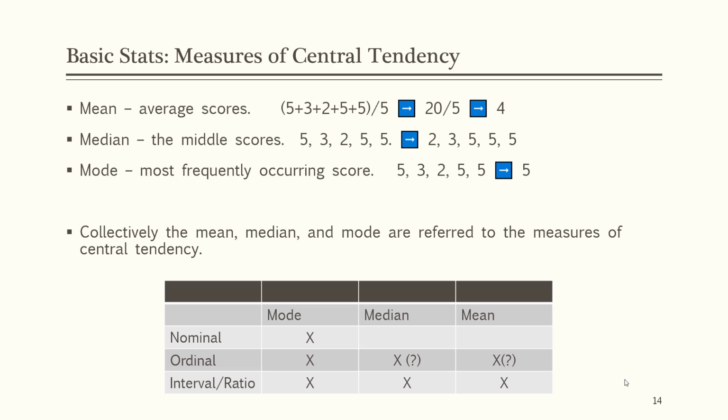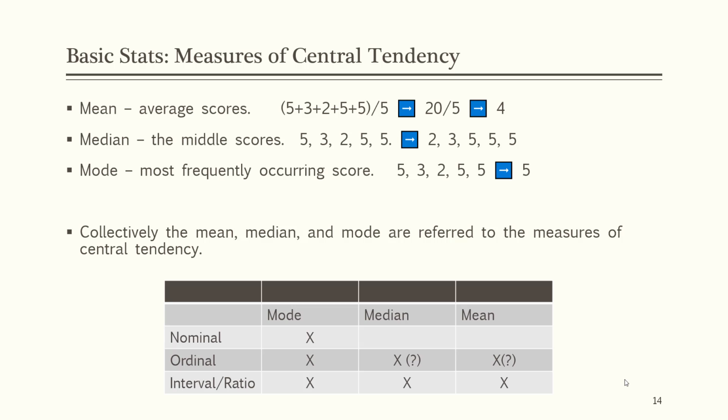So here we show the mean, which is the average scores. We know this is average, but in statistics, we reference it as the mean. And again, it's all the scores added up divided by the number of scores. We have the median, and that's the middle score. 50% is above, 50% is below. And then we have the mode, which is the most frequently occurring score. So collectively, these are our measures of central tendency.